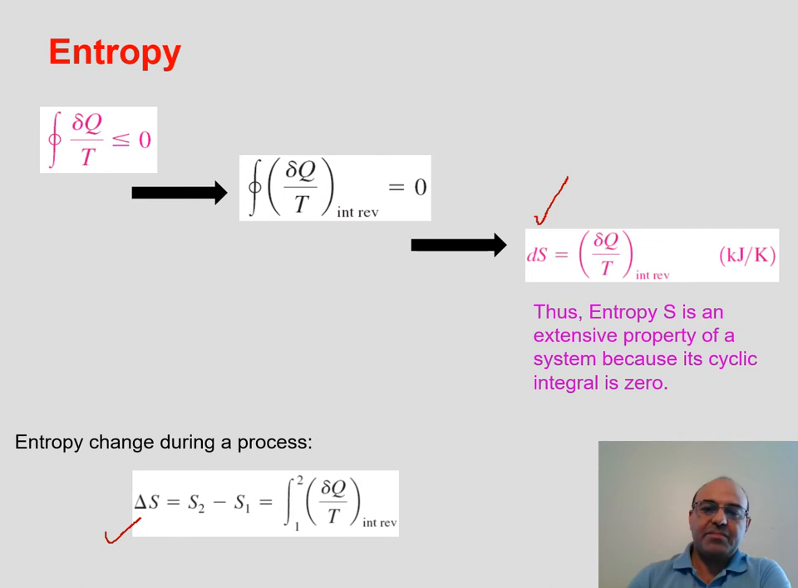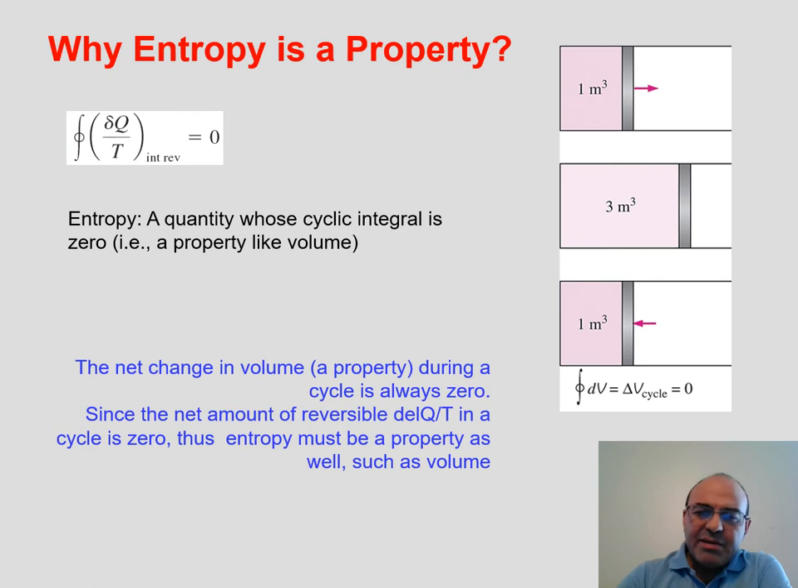So now you have been acquainted with a new property, entropy, and its change, dS, is equal to heat transfer divided by the associated temperature during an internally reversible process. Let's elaborate further on why we call this delta Q over T a new property, why entropy is a property, because it's similar to volume, and volume is a property.